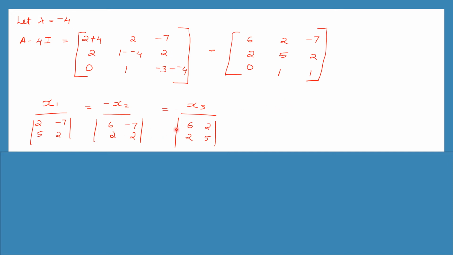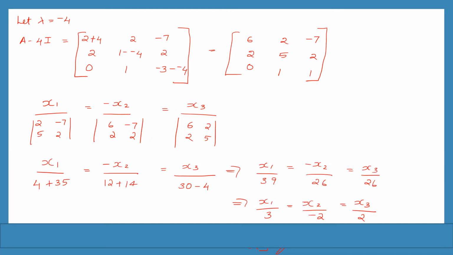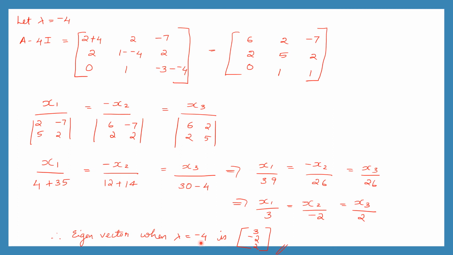Now we have to evaluate the denominator determinants. After expanding, it will become x1 by 31 is equal to minus x2 by 26 equal to x3 by 26. We are having 13 common on the denominator. So we have to divide the corresponding statement by 13. So it will become x1 by 3 is equal to x2 by minus 2 is equal to x3 by 2. So now we obtain the third eigenvector. Eigenvector when lambda equal to minus 4 is 3 minus 2 2.